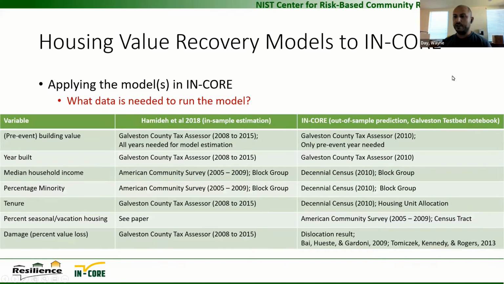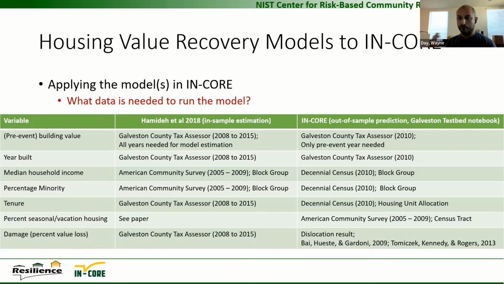This is really just reiterating the prior slide, just in a table format, so you can get an idea of the variables that are needed, the data points that are needed, and the sources. So this column right here, Hamadeh et al. 2018, this is the in-sample estimation. So just showing what data was used in the original estimation of that model.